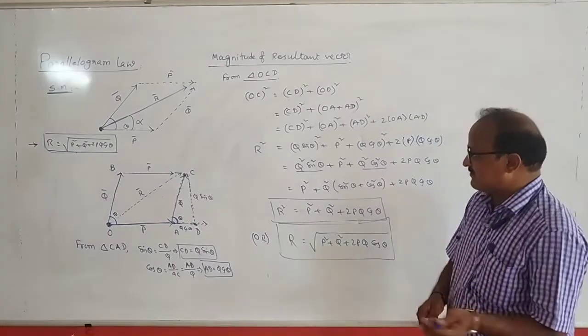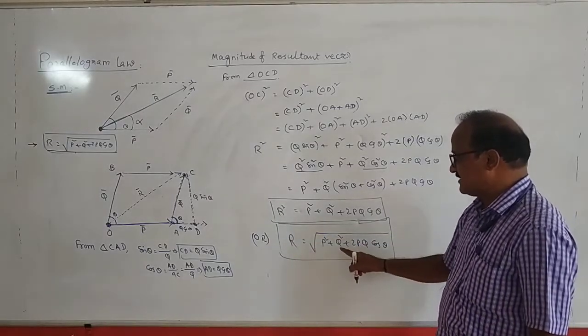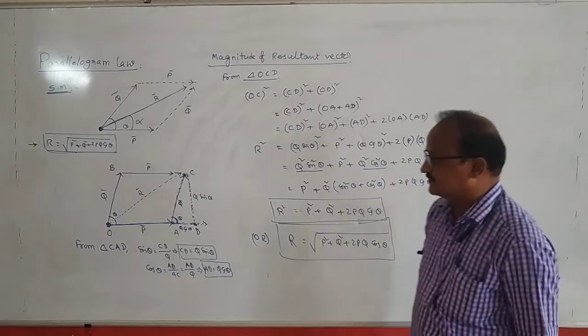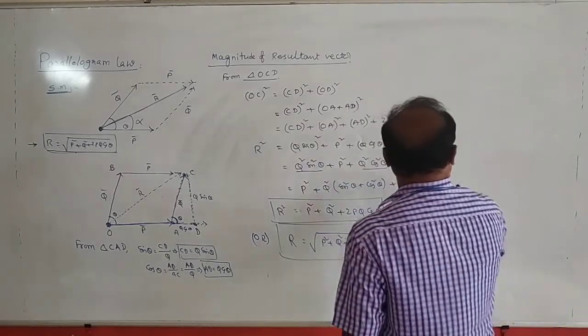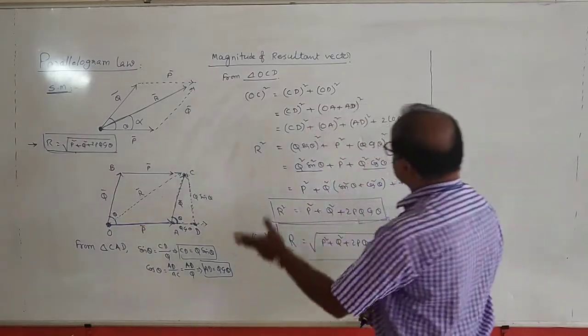Okay. So what is the formula for the resultant of these two vectors? R is equal to root of P square plus Q square plus 2PQ cos theta. Right. Next one: how do we derive the formula for the direction of the resultant?